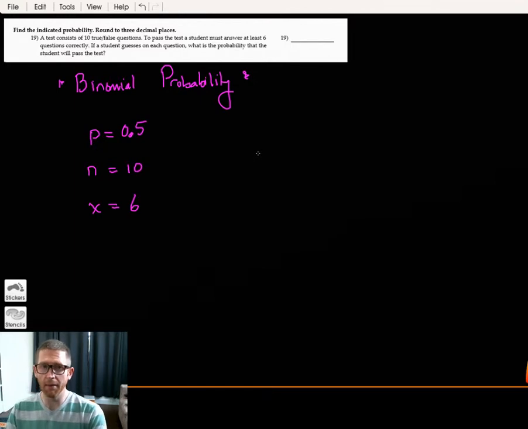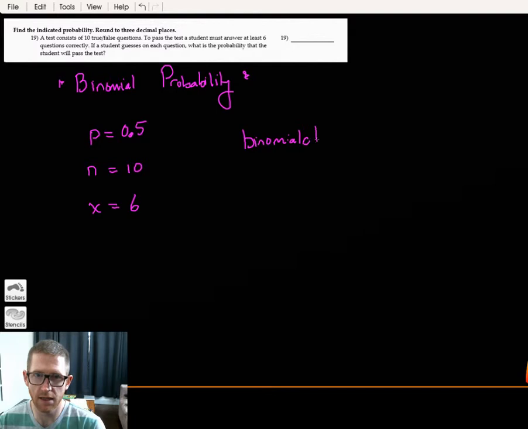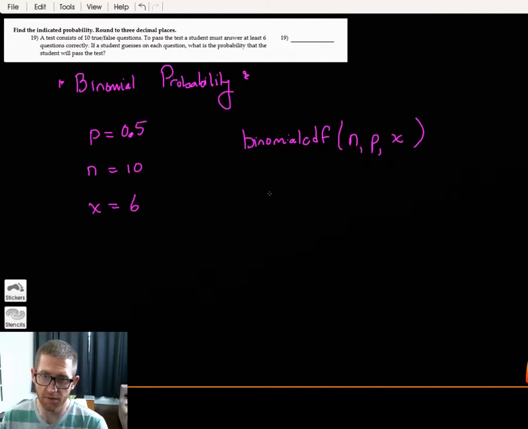So you could do that by hand, but it's a very arduous task. And it's kind of silly because in the TI calculator you have the binomial CDF functionality, where you put in your size, your individual probability, and your x. Now when you do that, it'll run and give you the cumulative probability of the binomial distribution from 0 all the way up to your value.